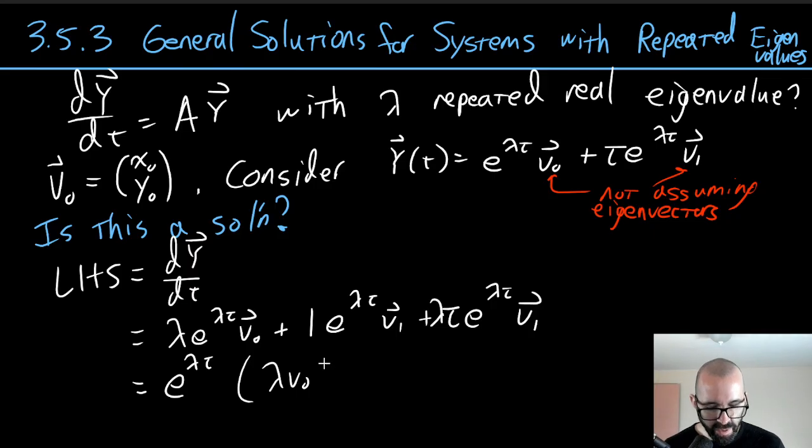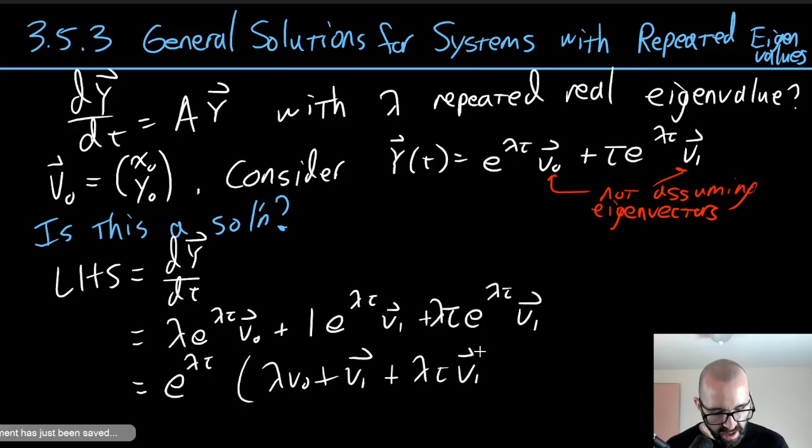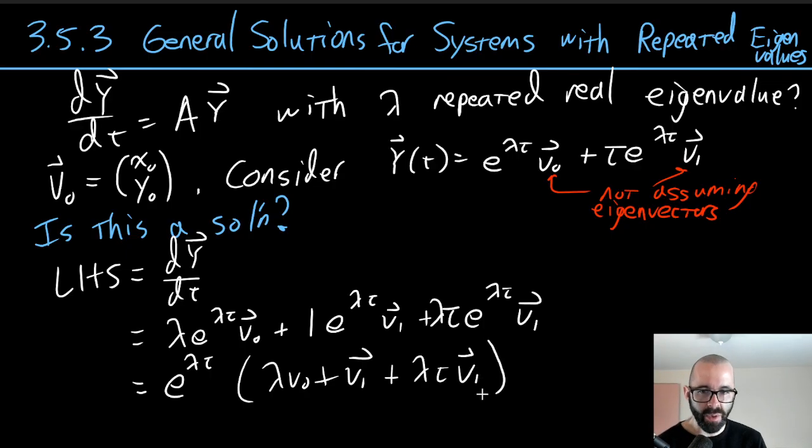Actually, we're not going to end up wanting to do this. But I know that. No cheating. I'm going to show you what I would naturally do. Lambda v naught plus v1 plus lambda times t times v1. Anytime you're factoring and you're a little nervous whether you did it correctly, remember you can just distribute and make sure that you are correct.